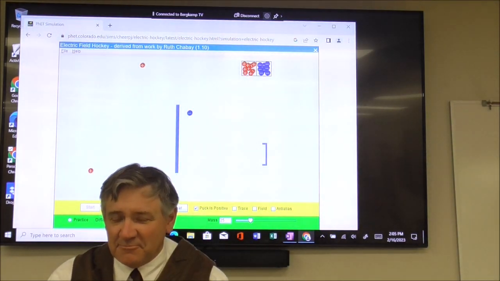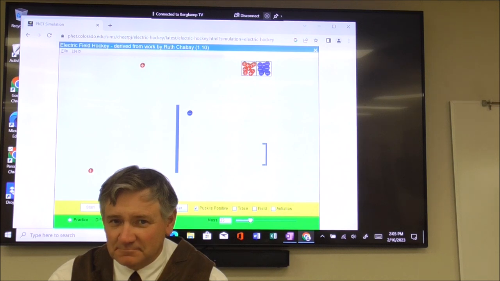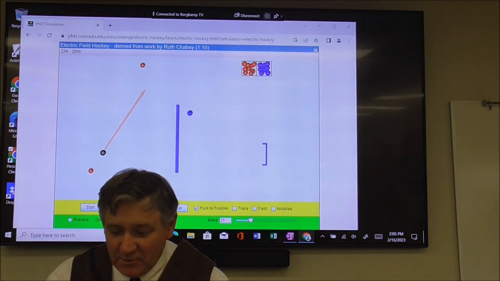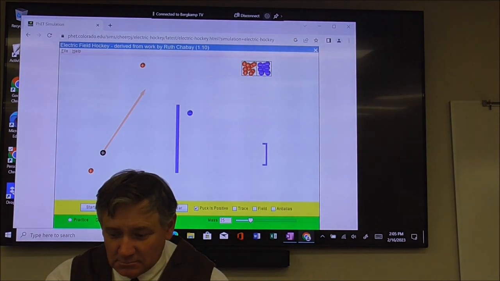Too much. So Sam, what do you want to do? Well, we should have moved the red one back to where it originally was and then just put another red one below the goal almost. Like a little to the left of the goal, but a little below the goal. Okay, so you want to add a red one where? There?